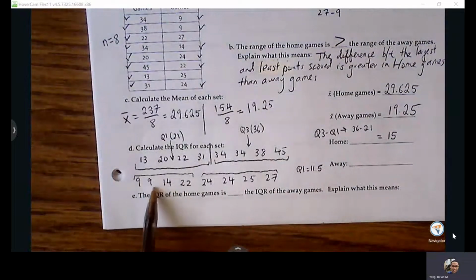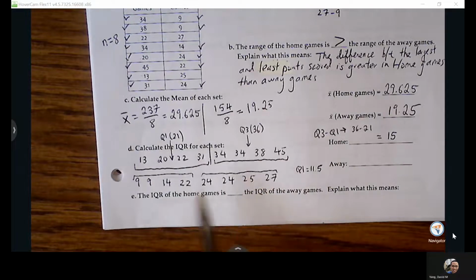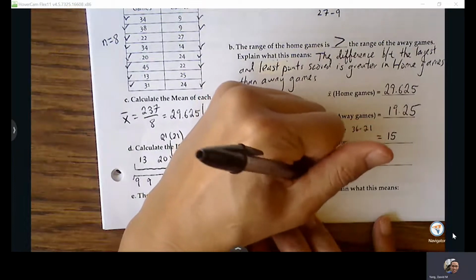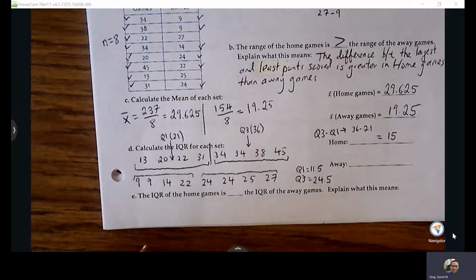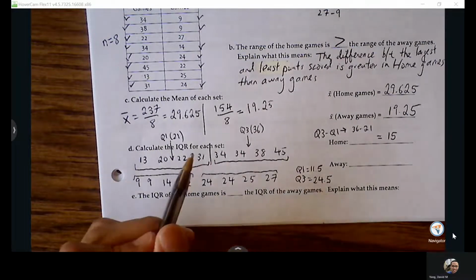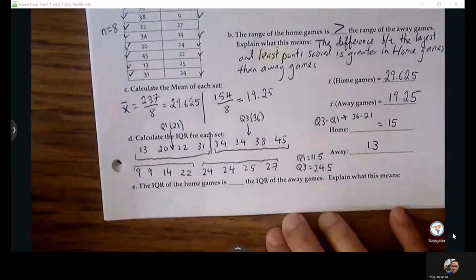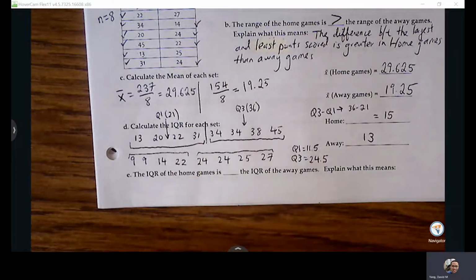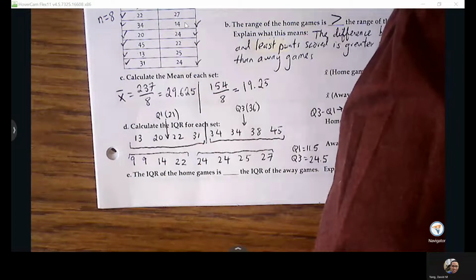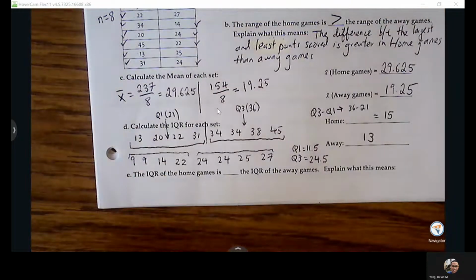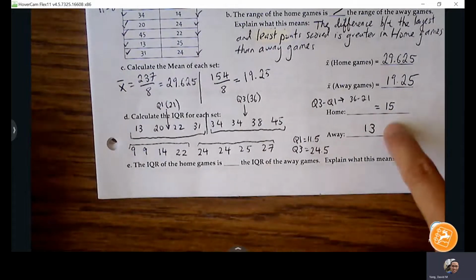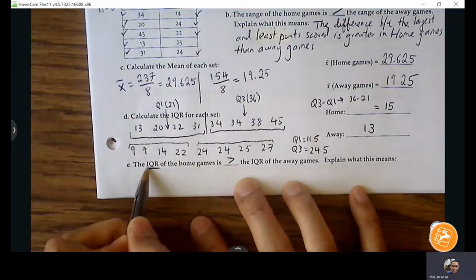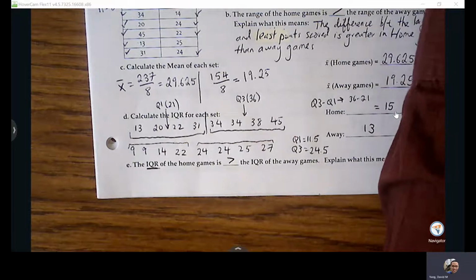Okay, we've got to find the average between 9 and 14. And we've got to find the average between 24 and 25. Q3. Okay, so the IQR of the home games is greater than the IQR of the away games. What IQR does is it measures the spread of the middle half of your data.